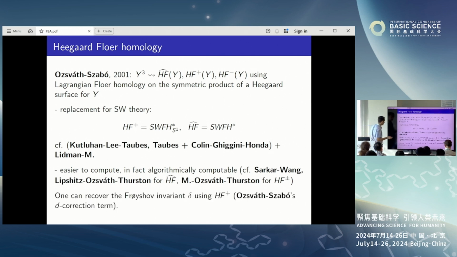Yeah, so it has a lot of applications. You can recover a version of the Frøyshov invariant delta, so you can reprove that theta 3 Z has a Z summand.